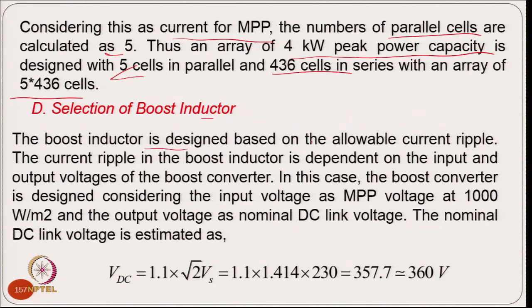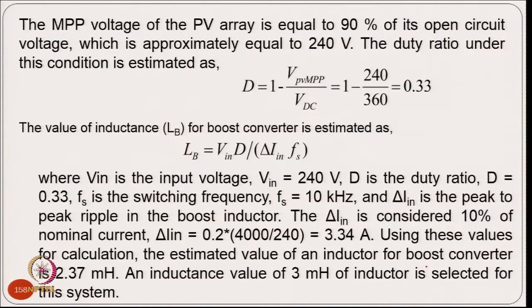Now, coming to the selection of the boost converter inductor. The boost converter is designed based on the allowable current ripple, and the current ripple in the boost inductor depends on the input and output voltage of the boost converter. In this case, the boost converter is designed considering the input voltage of MPPT at 1000 watt per meter square and the nominal DC output voltage. The DC link voltage is 1.2 into root 2 V_s, so it is around 360 volt, and the MPPT voltage of the PV array is 90% of this, which comes to 240 volt. From this we get the duty cycle, and putting in the values it comes to 0.33. Now, from this relation we can find the value of the boost inductor from the input voltage and on period, where the whole PV input voltage appears across the inductor, and the ripple current and the switching frequency.